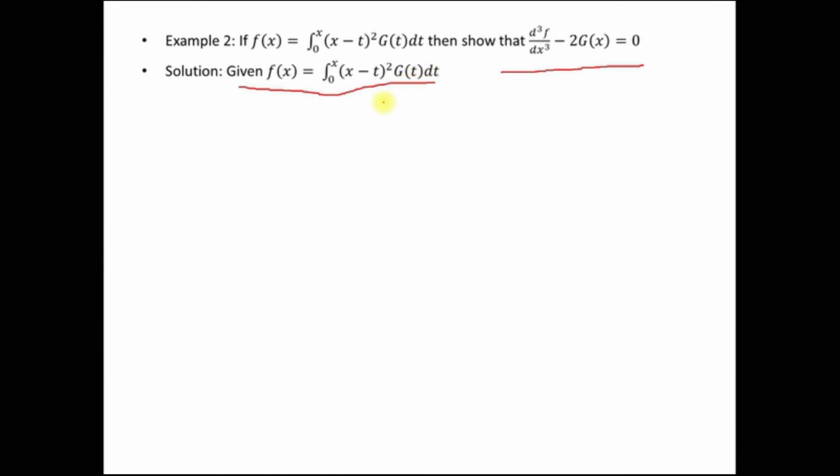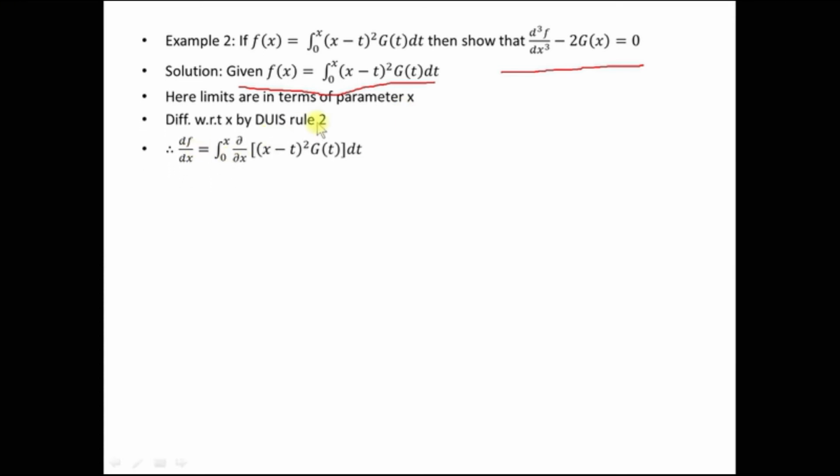Here, check that the limits are in terms of x. It means that our parameter here is x, and the integrand is a function of t. So we are going to differentiate this with respect to x, because x is our parameter here. So when we differentiate this, what we will get is df divided by dx.